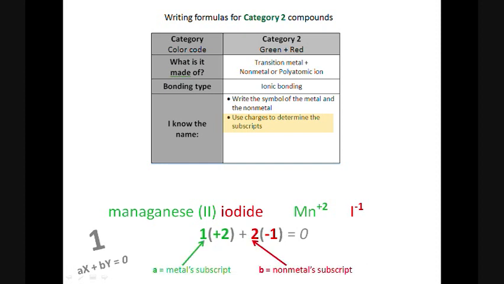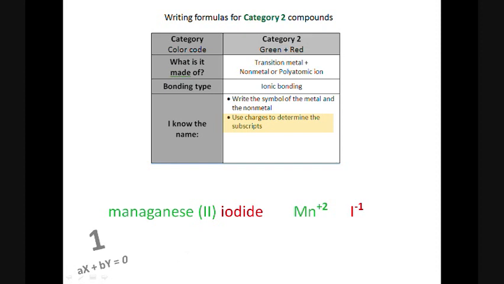There's our subscripts, 1 for the metal and 2 for the nonmetal. That gives us Mn1 and I2. Leave off the 1, that gives us MnI2.